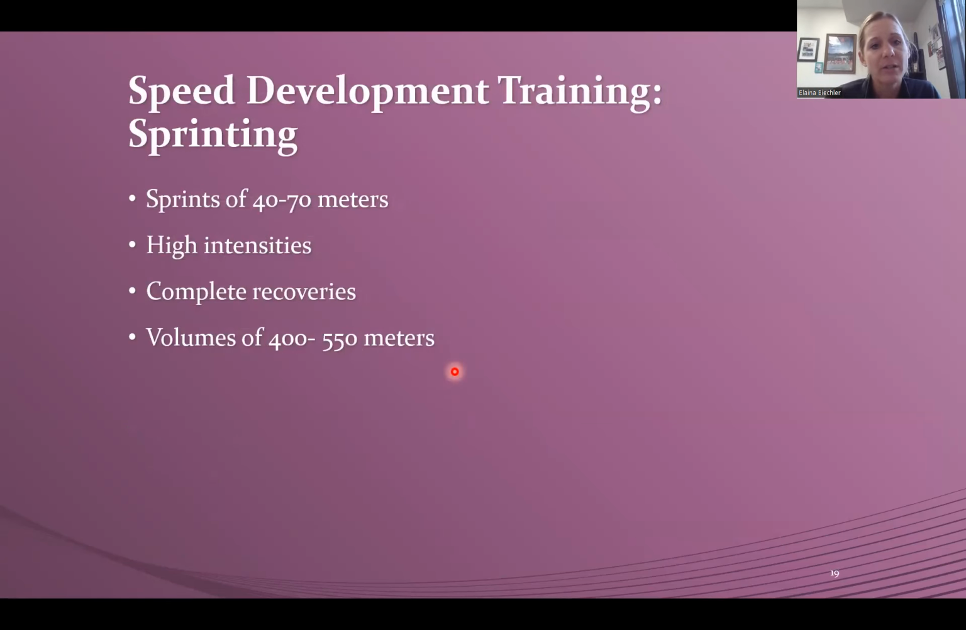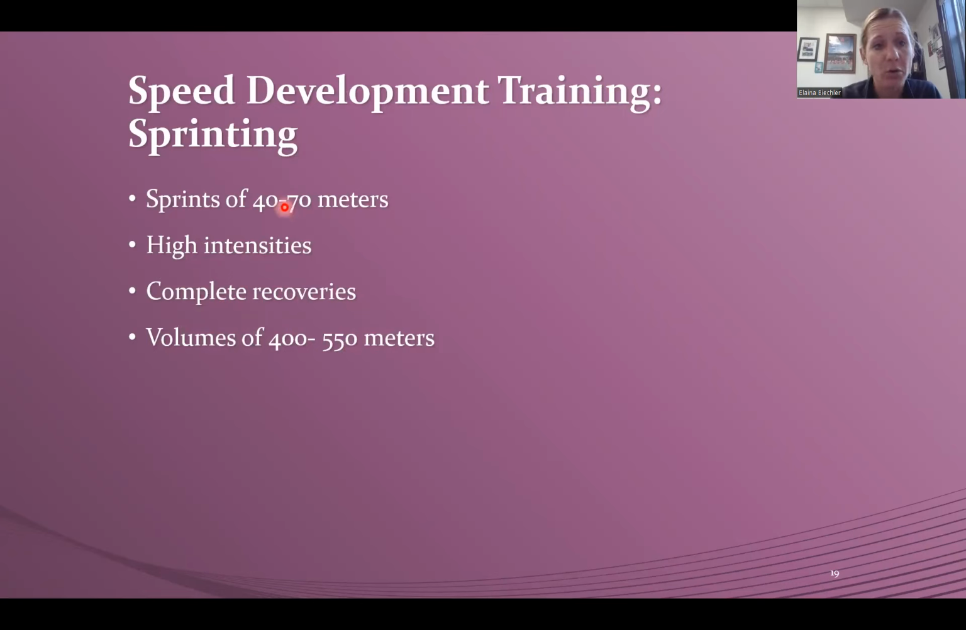Oh, so I have some different things here for the speed development. So again, sprints of 40 to 70 meters. This is for that max speed that we're talking about. High intensity. So again, really, really, really fast. We want these to be pretty much all out. Complete recovery. So whatever that means for that particular athlete. For me, I think like 5 to 7 minutes is plenty of time. I don't know. I think a lot of sprinters would tell me that they could take more time than that for complete recovery. And then that's the total volume of work.